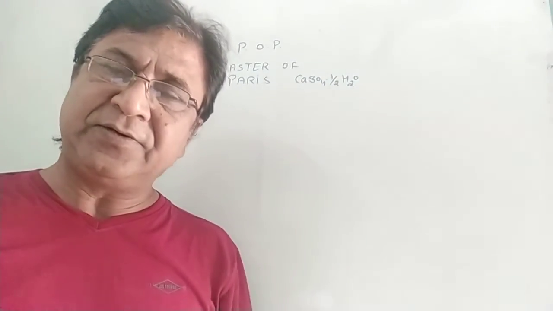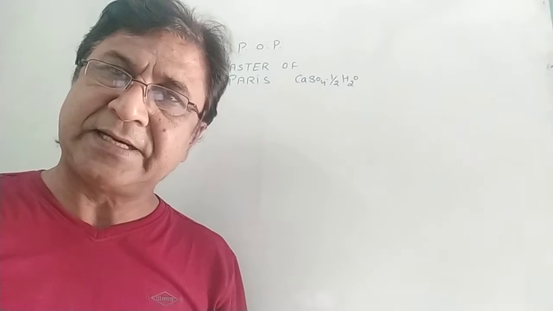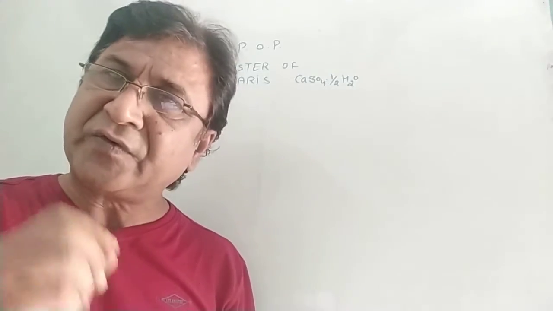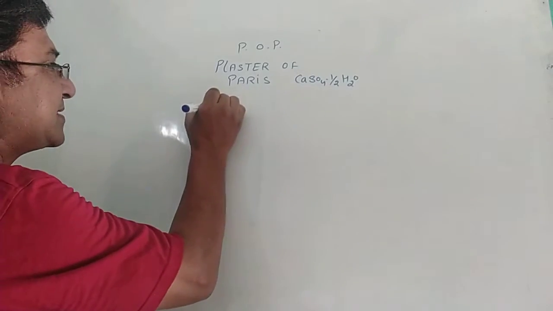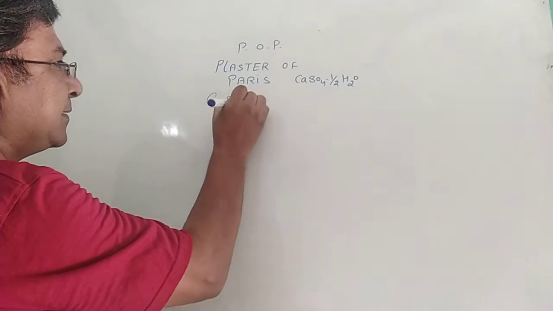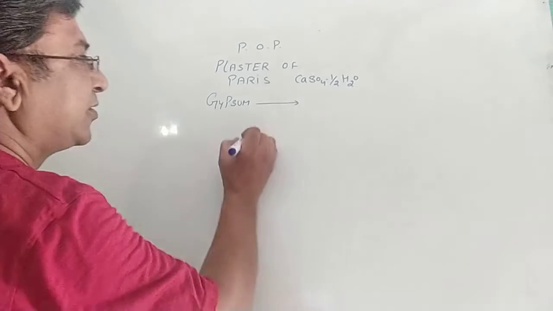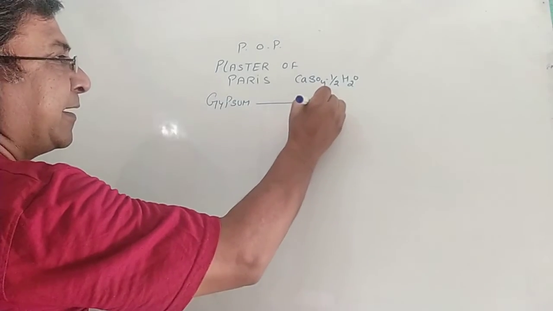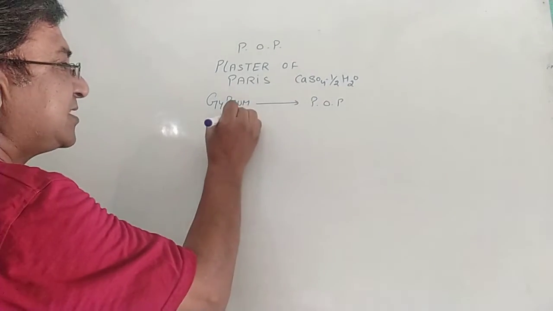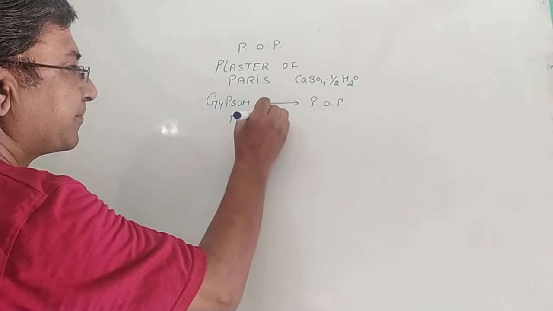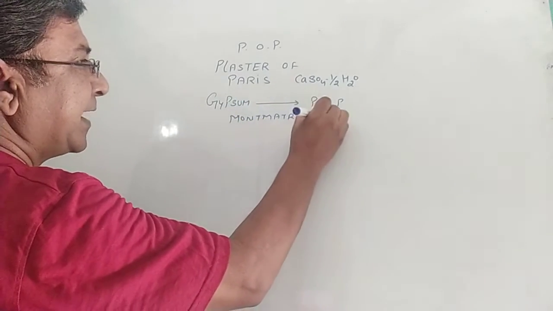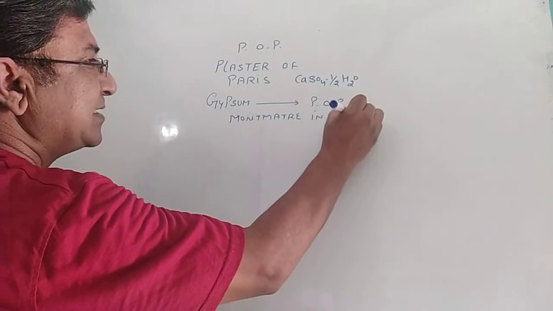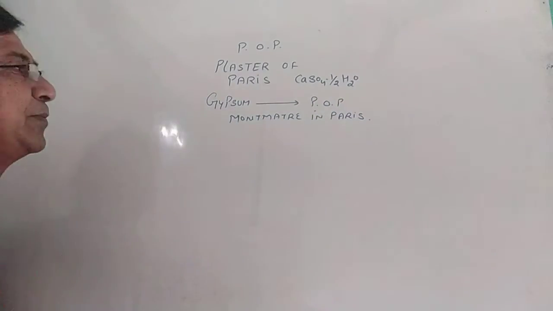Is there any link of plaster of Paris with Paris? The answer is yes. The first time, it was actually prepared from gypsum in Montmartre in Paris. That is why the name plaster of Paris was given.